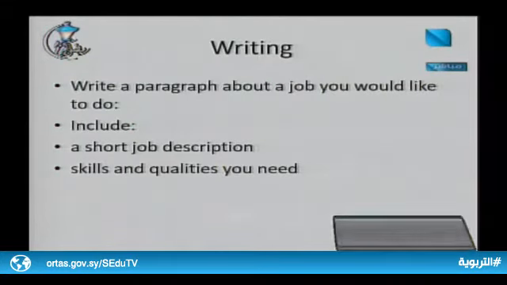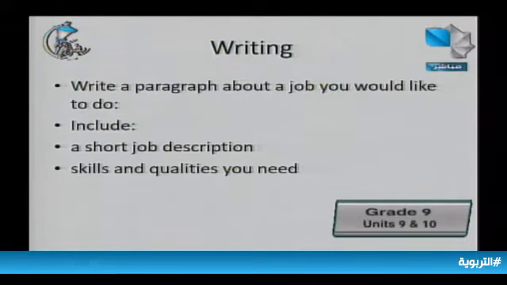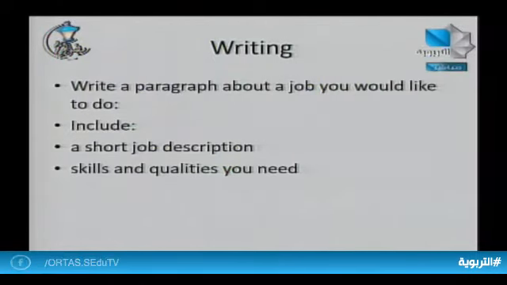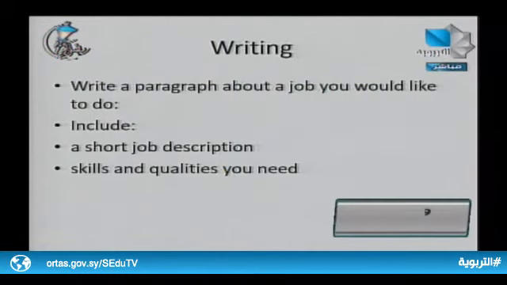We come to writing in Unit 9. Mr. Abdul Amin. Write a paragraph about a job you would like to do in the future, of course. Yes. In every topic, let's now give a general idea, advice about writing, to students on how to write a paragraph.